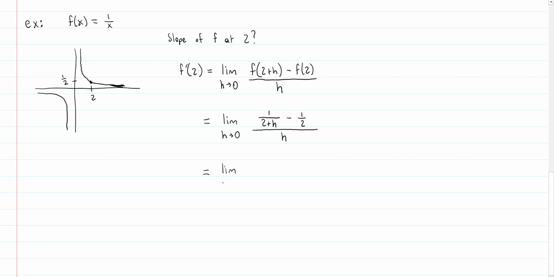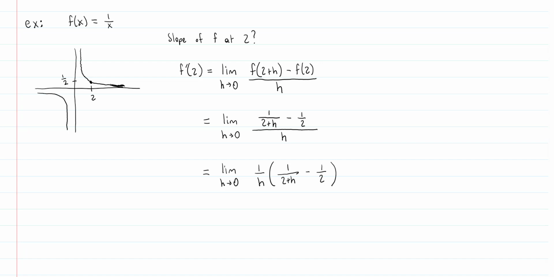Now this looks a little bit unpleasant to me right now. I've got fractions inside of a fraction. So I'm just going to rewrite it right now. Instead of writing it where I'm dividing by h, dividing by h is the same as multiplying by 1 over h. So I'm going to write it as 1 over h times all of this.